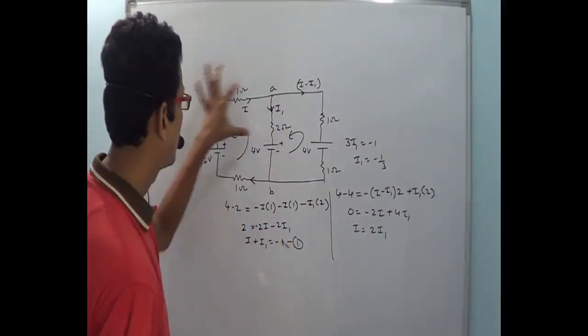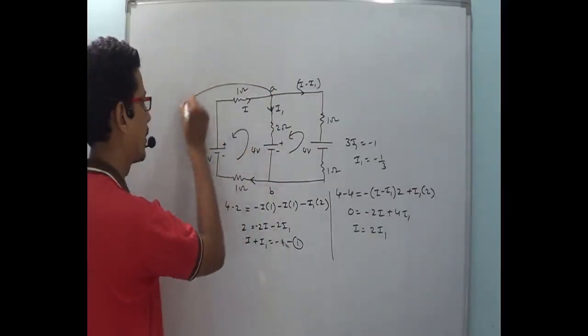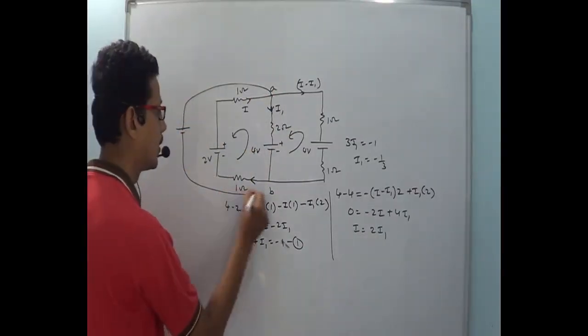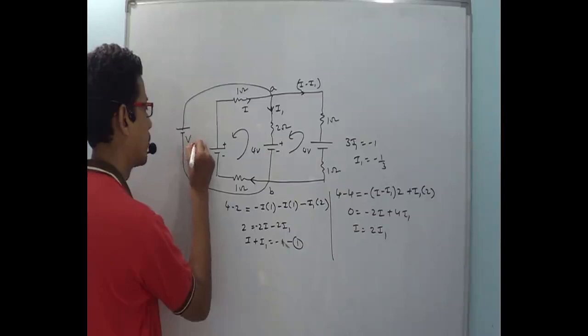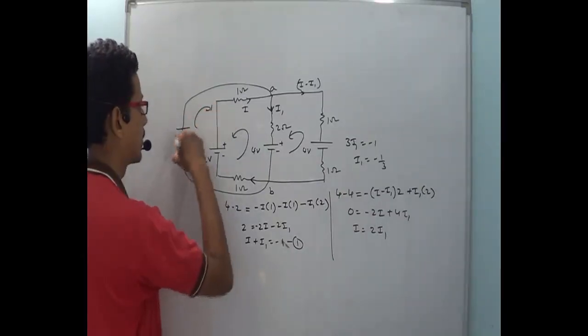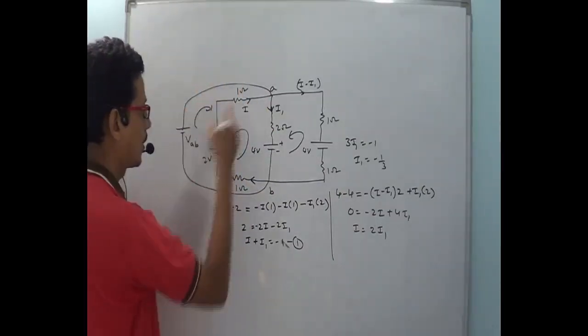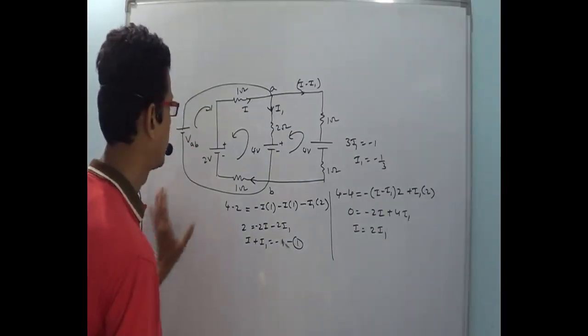Now I want to find the potential difference between A and B. I will assume a battery like this and I will take its EMF as VAB. Now you apply Kirchhoff's law like this. Okay, this only I have to find. VAB I have to find.